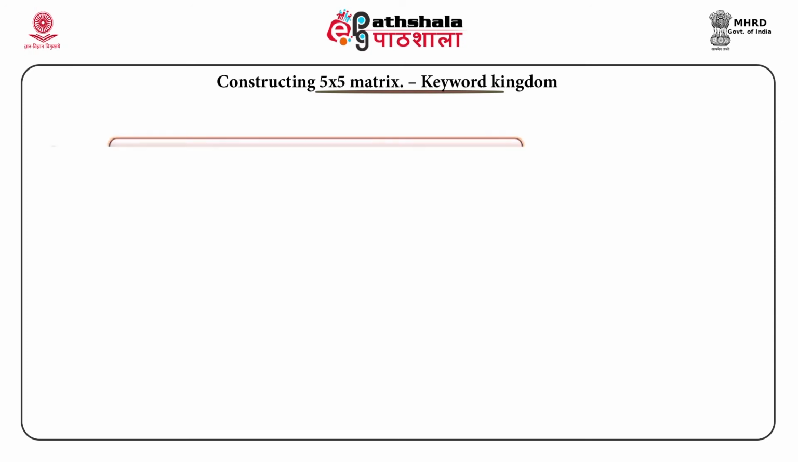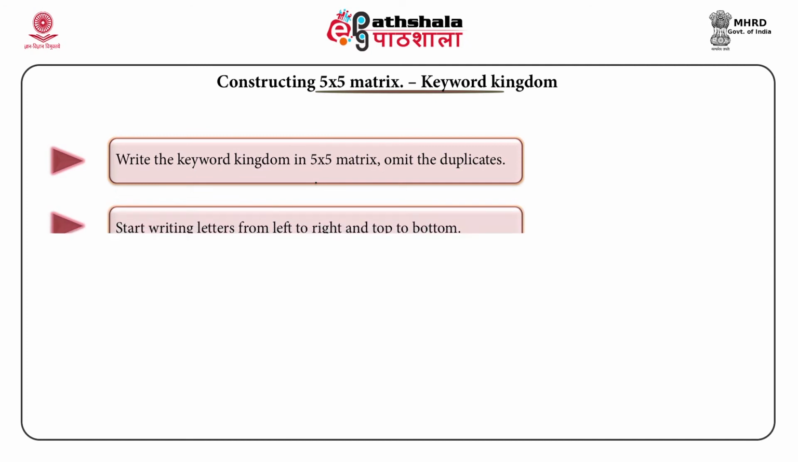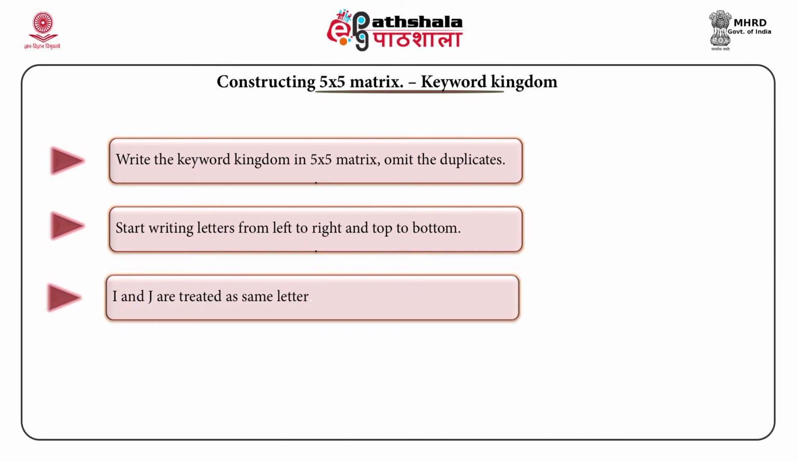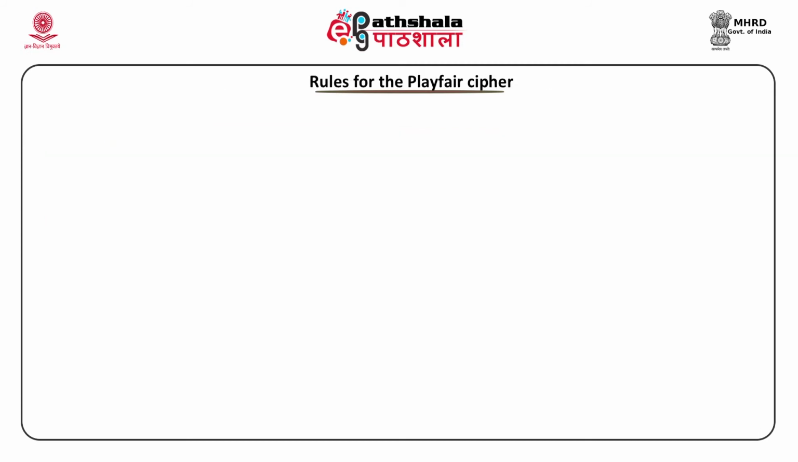First rule is clear. While you are putting the key in the 5 cross 5 matrix, omit the duplicates. The second is start writing the letters from left to right and top to bottom. I and J are treated as the same letter, and the remaining matrix can be filled by remaining letters in the alphabetic order. So this I just repeated the steps which we observed during building a 5 cross 5 matrix. Now comes the rules for the Playfair cipher.